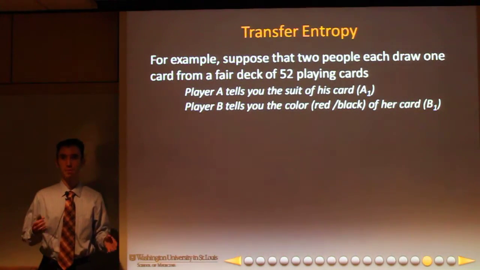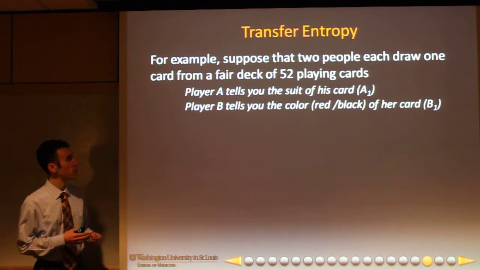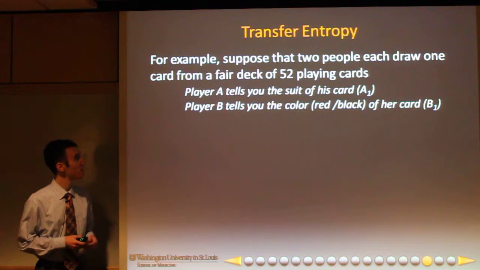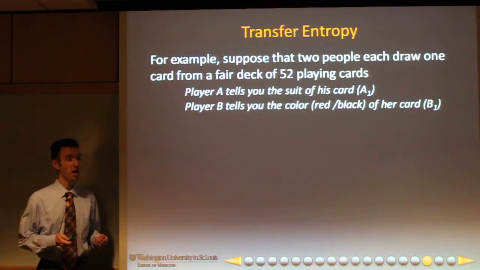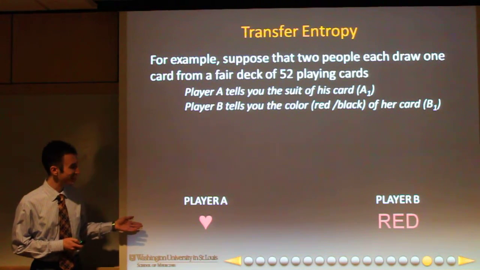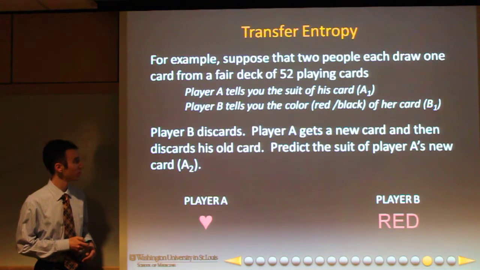Let's take an example to make this a little easier to understand. Suppose that we have two people who draw a card from a fair deck of 52 playing cards. The first player, player A, tells you the suit of his card, and player B tells you the color, red or black, of her card. So player A in this example has a heart, and we know that player B has a red card.